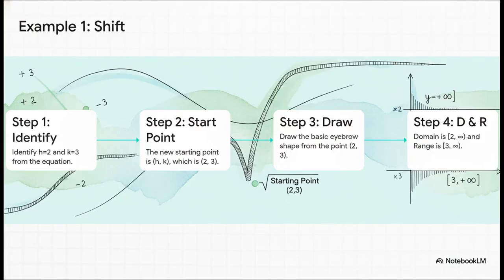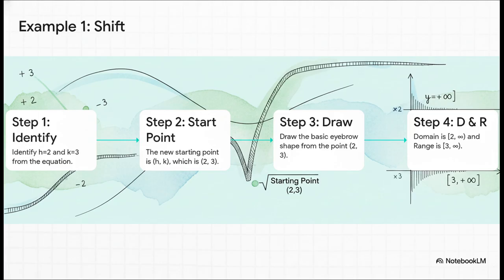Let's start with this one. Y equals the square root of x minus 2 plus 3. First thing we do is identify our H and K. Inside, we see x minus 2, so our H is positive 2. Remember, opposite. Outside, we have a plus 3, so our K is just 3. That means our new starting point is exactly 2, 3.